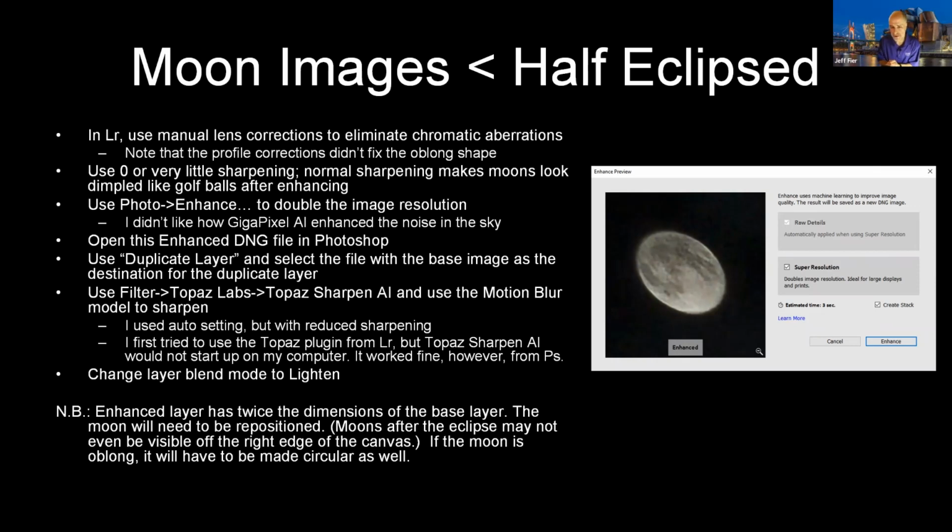And what it does is then create a separate image that's a DNG image that is twice as big as your original image. And so that's the image that I was going to use for the moons. And to get it into the file with my base image, I just open that DNG file in Photoshop. So from Lightroom, right click and say, Edit in Photoshop. And so it brings it up as a separate file in Photoshop.